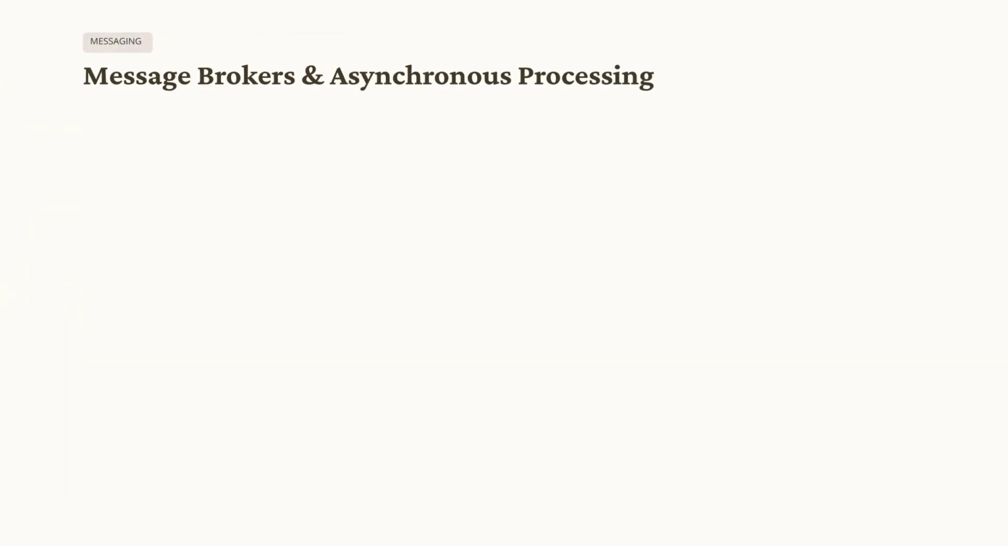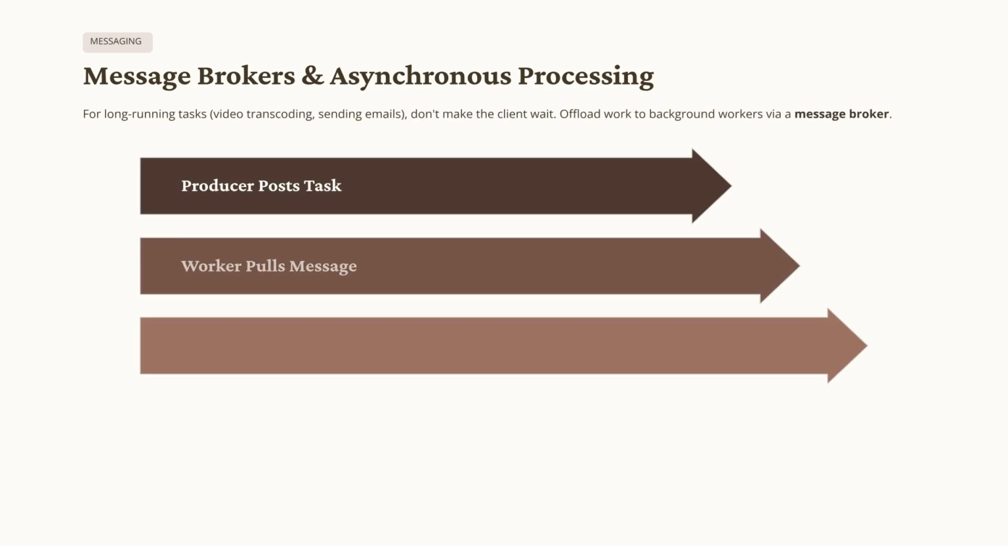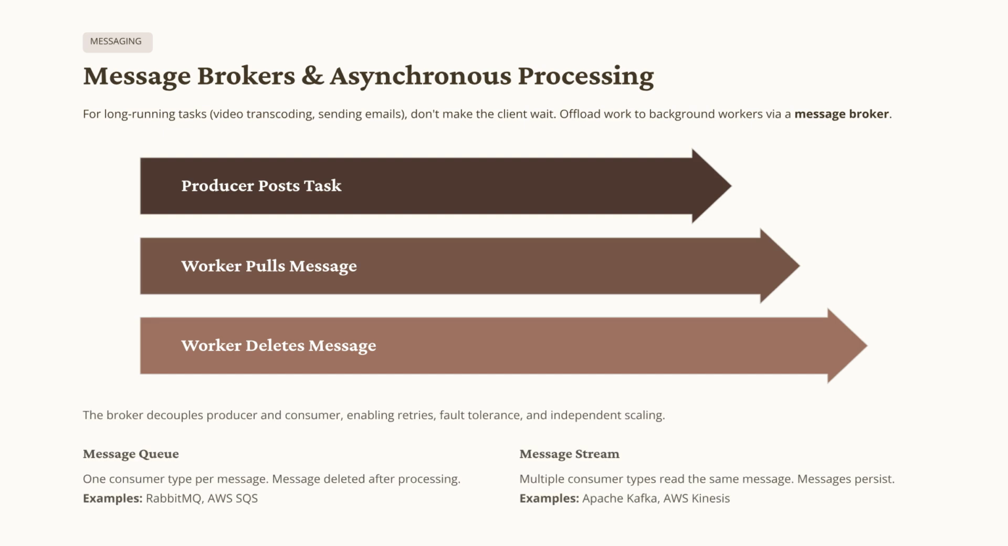For asynchronous processing of long-running tasks, such as video transcoding or sending emails, offload the work to background workers via a message broker. The workflow is simple. The producer posts the task, the worker pulls the message, and then the worker deletes the message. This decouples services, allows for retries, and enables independent scaling.